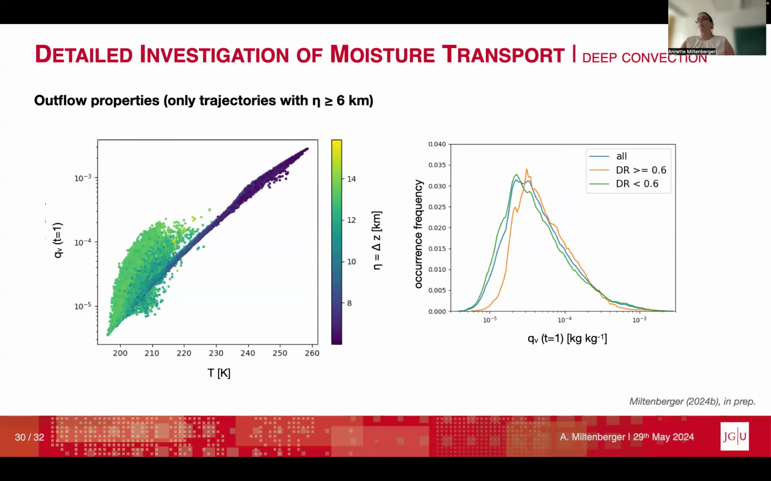If we now look again at the temperature control of the specific humidity in the outflow, you can see here the scatter plot of specific humidity in the outflow against temperature. We see for a very large fraction of parcels down to 220 Kelvin this very solid line, very tightly constrained to the thermodynamic maximum. And then we see this large spread for colder temperatures. This is an indication that, at least in the model, in these deep convective systems, the outflow of specific humidity is not as strongly temperature controlled as we observed in the warm conveyor belt.